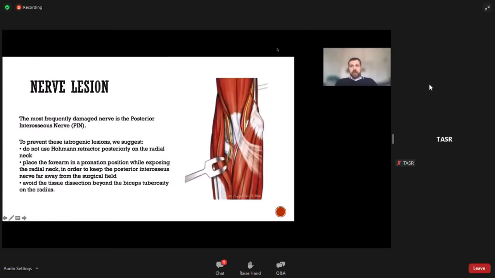Nerve lesions are very infrequent, but of course you have to know that the PIN is just anterior to the radial head. So maybe not direct injuries, but tractions based on retractors or exposures that are not adequate can create compressions of the PIN that can create problems in the post-op phase.